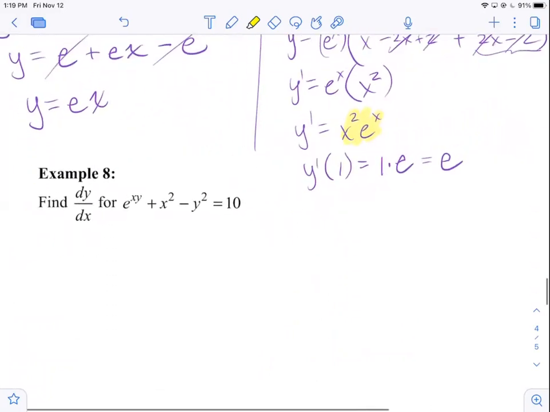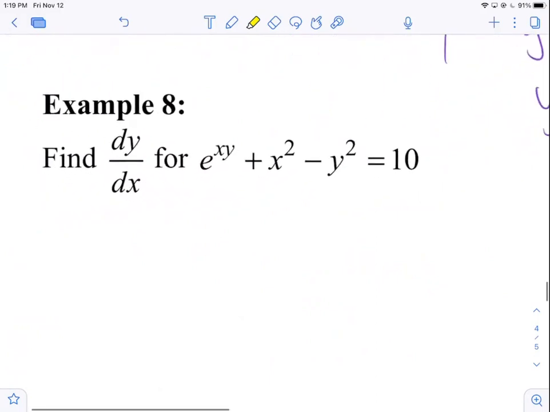All right, so you ready for another? I am. Number 8, find dy dx for e to the xy plus x squared minus y squared equals 10. I think you were the one to ask, Ella, are we ever going to see implicit ever again? And the answer was yes, right?